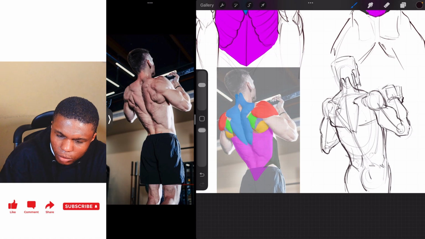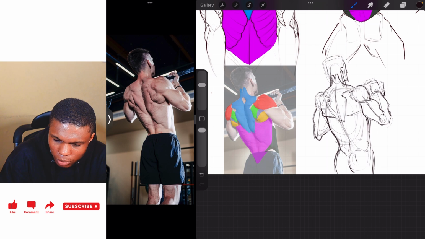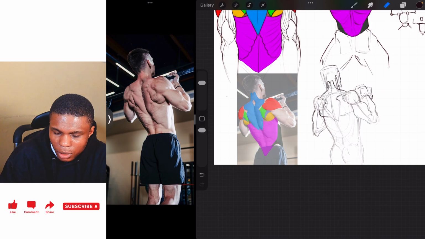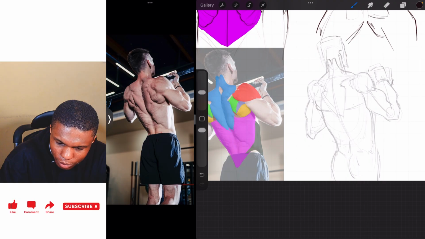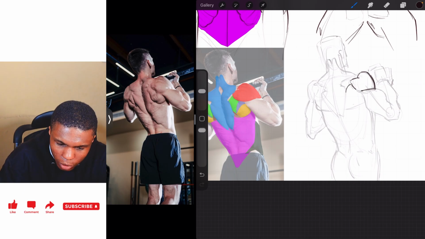So we have this view. We've established the basic shapes and the big shapes that make up the back. Now we're just going to look at those little shapes that actually make up the back. So following what we have here, we're going to do our infraspinatus over here like this, and then the deltoid over here. I just want it to be a little bit cleaner so that it will be clearer for me at least.